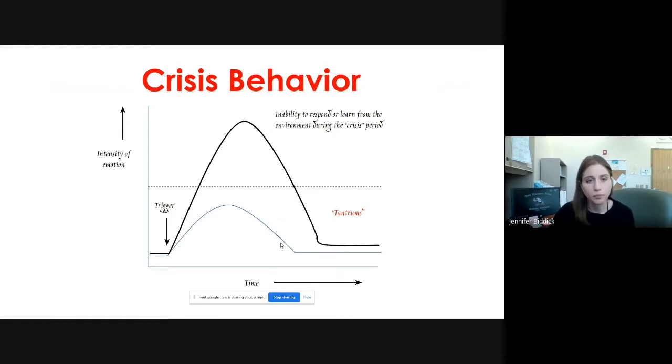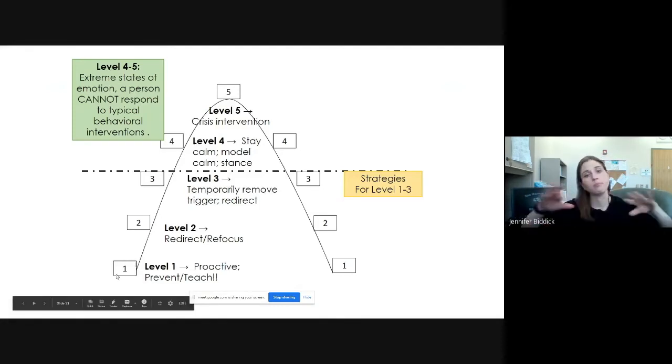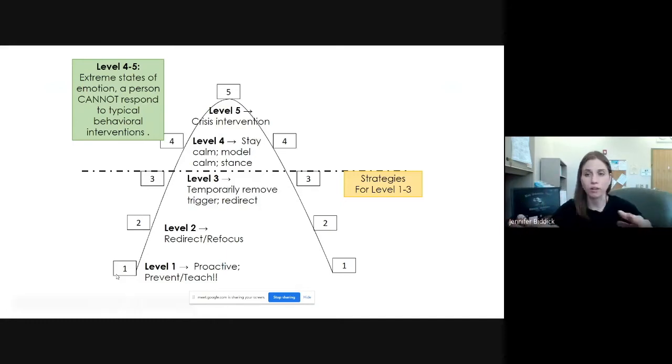So if we're looking at this bell curve here, we're looking at our levels, which very, very roughly correspond to some of the levels from CPI's crisis development model. Our level 1 is our baseline level of arousal that most of us and our students operate in on a day-to-day basis. At this level 1, this is when we should be working to teach different replacement skills. So teachers, this would be the time that you would be working on skills that are in the IEP, that social, emotional, behavioral section.